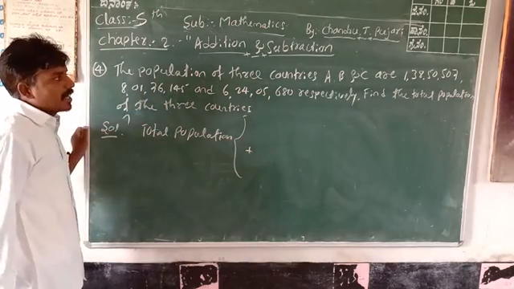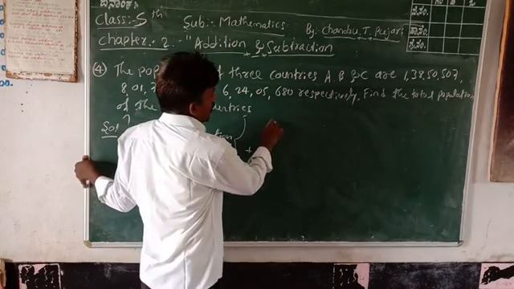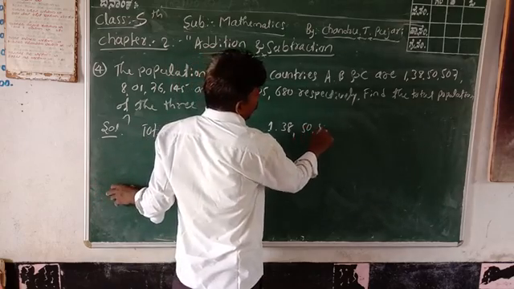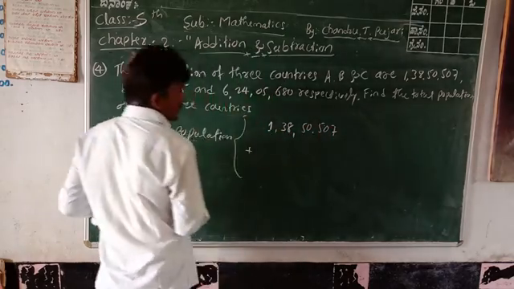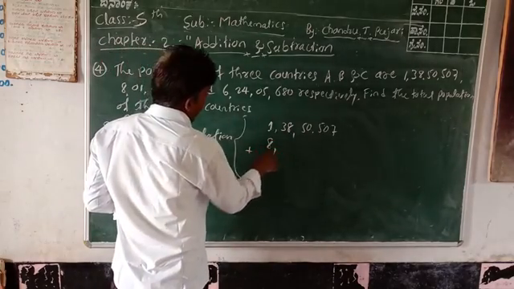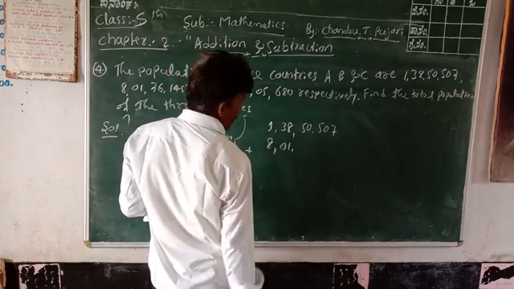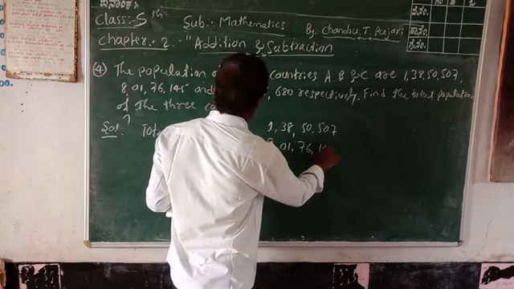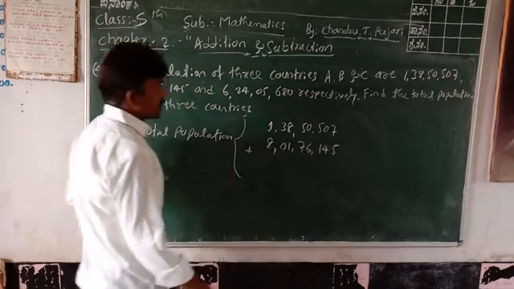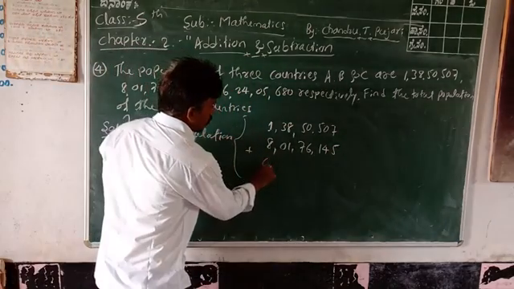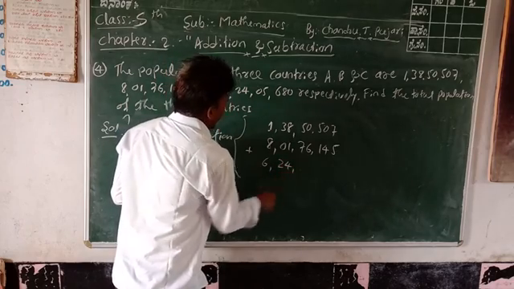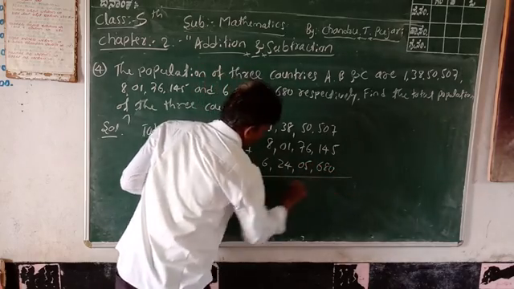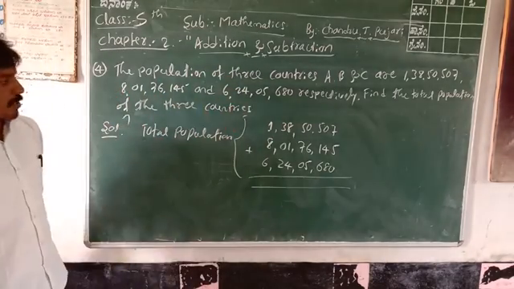First one is country A. How much is there in A? 1,38,50,507. The next, second one, country B: 8 crore 1,76,145. Next, in country C: 6 crore 24 lakh 5,680. You can find out the total population, the total sum.